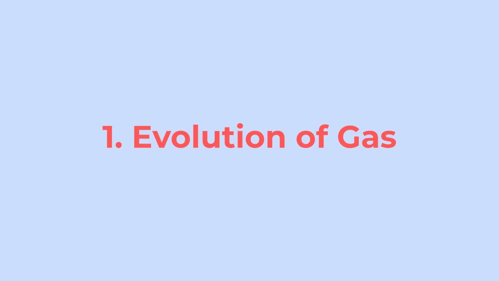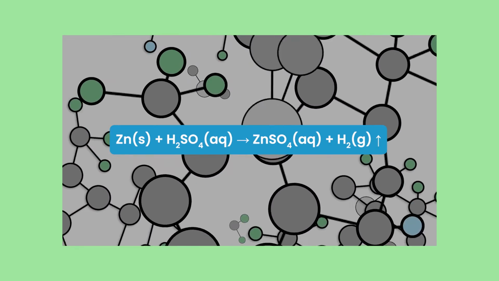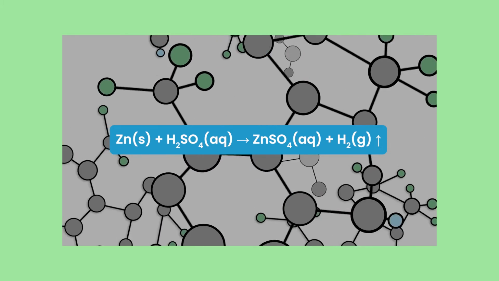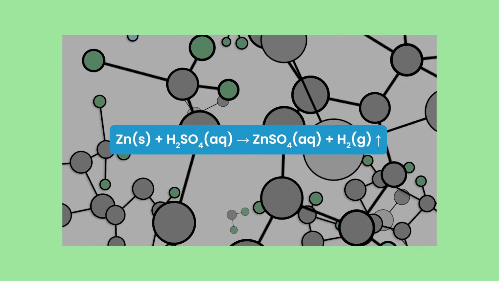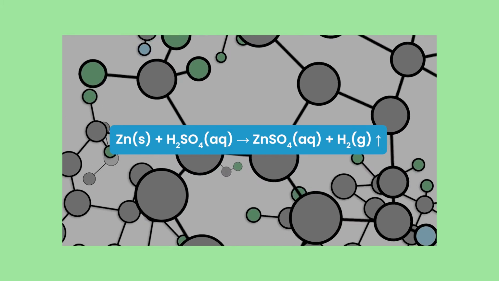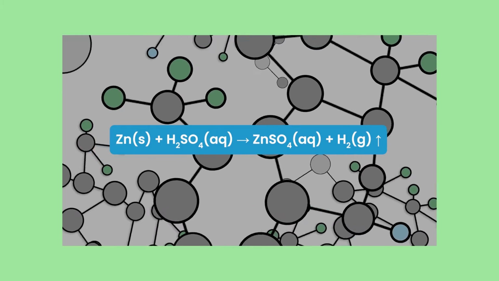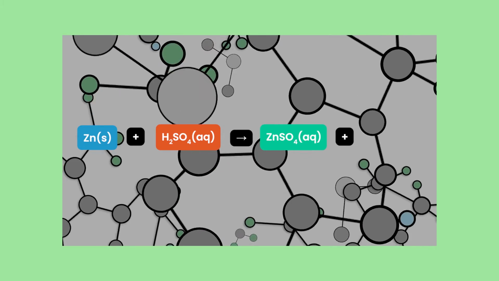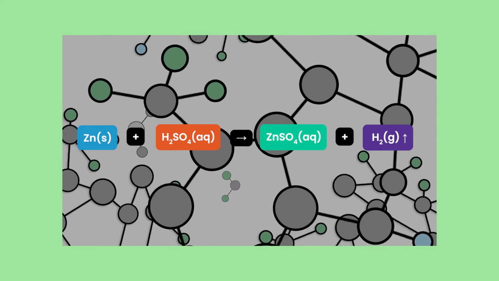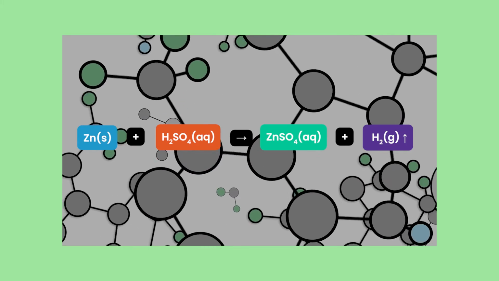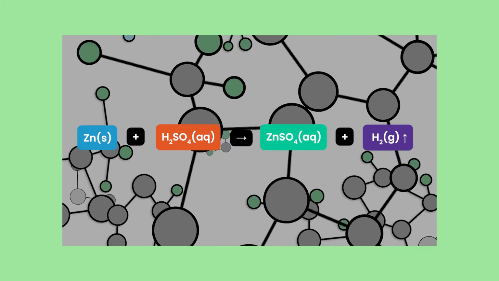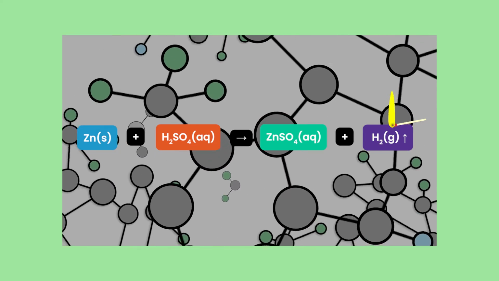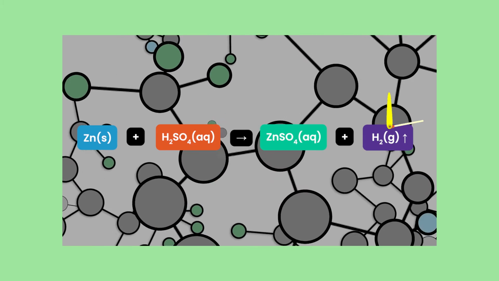Evolution of gas. Whenever two or more reactants react, then the evolution of gases like hydrogen, carbon dioxide, etc. might take place during the process. To make it simpler for you, let's understand this with the help of an example. The chemical reaction between zinc and dilute sulfuric acid is characterized by the evolution of hydrogen gas. To find whether the gas is hydrogen, we can bring a burning matchstick near the mouth of the test tube, and if it burns with a pop sound, then it definitely is hydrogen.